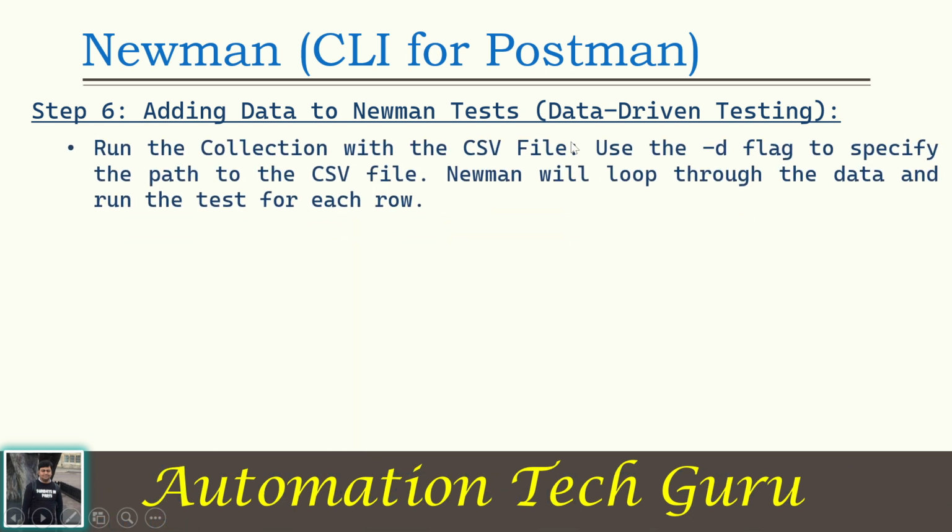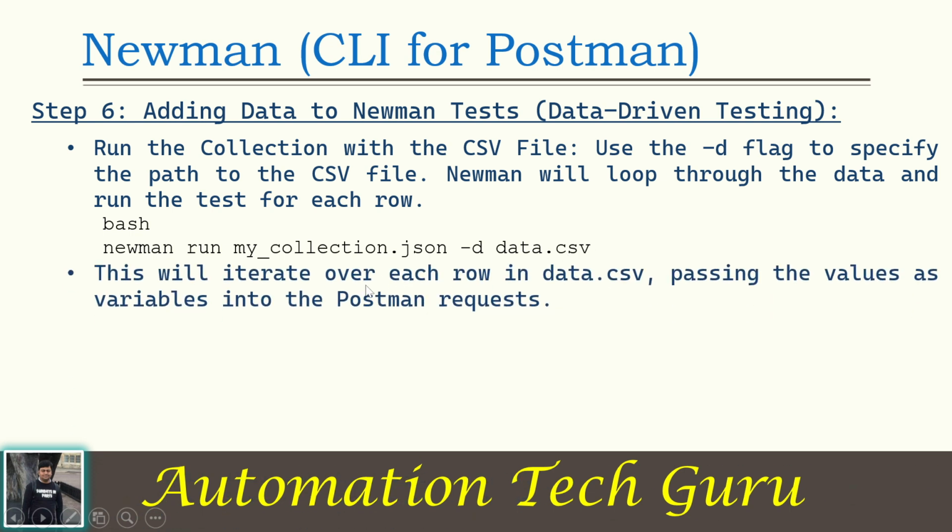Run the collection with the CSV file, use the -d flag to specify the path of the CSV file. Newman will loop through the data and run the test case for each row. So how you can do that? newman run my-collection.json, this is the JSON file which you have created for the collection from Postman, and then -d data file. This will iterate over each row in the CSV and pass the values as variables into the Postman request. So instead of using an environment variable, you can directly use the data.csv.